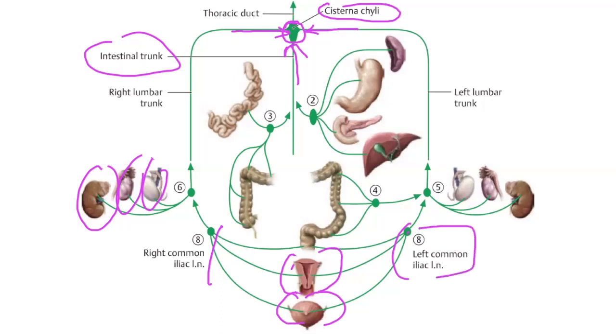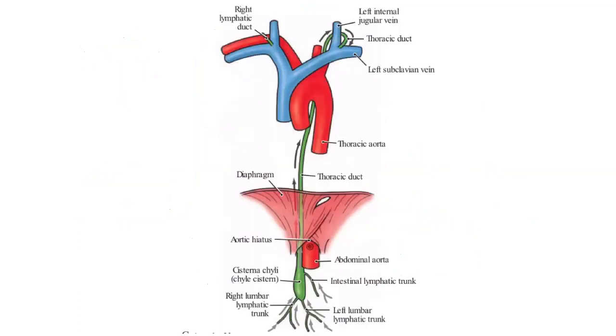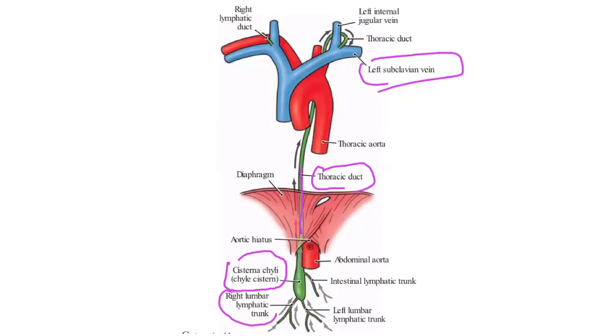So this is the overall diagram. And this is the cisterna chyli, right? This opens into the thoracic duct, right? And the thoracic duct travels all the way to open into the left subclavian vein, right? You see the formation: right lumbar lymphatic trunk, left lumbar lymphatic trunk, and intestinal lymphatic trunk, right?